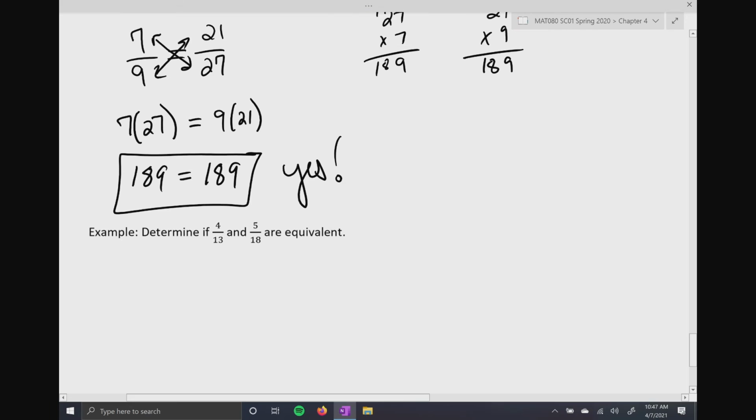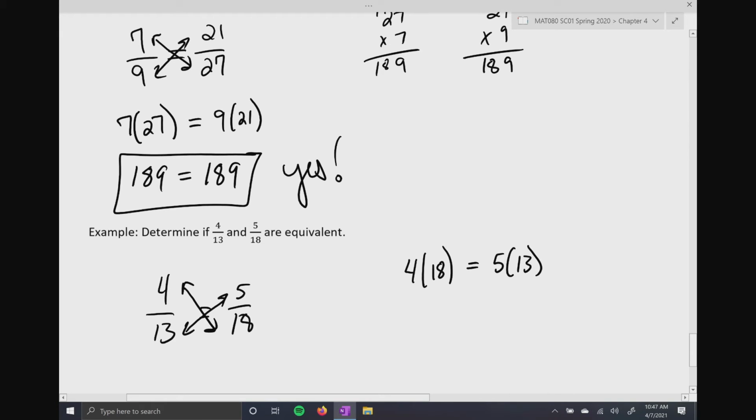All right. And the last problem: 4 over 13 and 5 over 18, are they equivalent? So once again, we'll set it up. We're going to cross multiply: 4 times 18 equals 5 times 13. 5 times 13, I could do that in my head. I know that's 65, but the 4 times 18, I can't. So I'm just going to go over here and write it out. 4 times 8 is 32. 4 times 1 is 4, plus 3 more is 7.